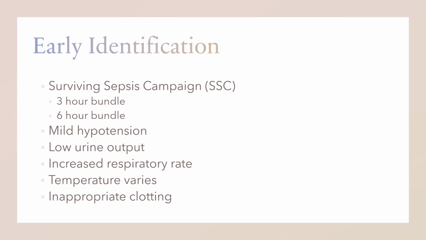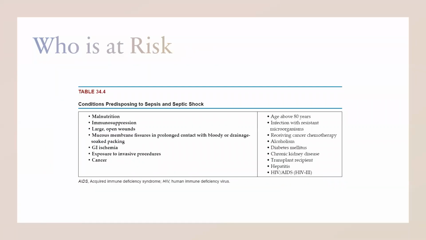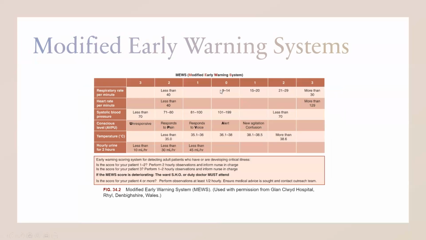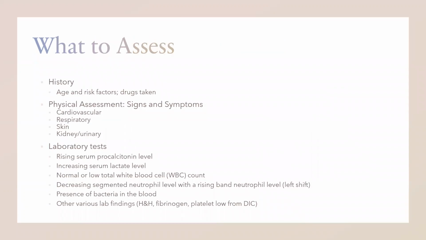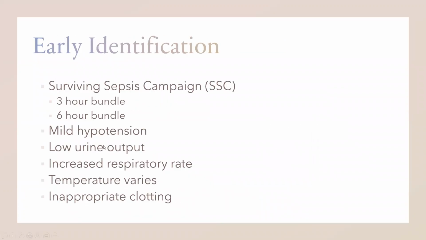So early identification, you look at the 3-hour and 6-hour bundles, they have mild hypotension, just a low urine output. If you go back to that MEWS score, if I can get back to it real quick, the MEWS is your early warning indication sign. Just a low blood pressure, 99, which hopefully alerts you to something's wrong, and that urine output less than 45 milliliters an hour. So early indications, early identification saves lives, right? Keeps patients out of the ICU.